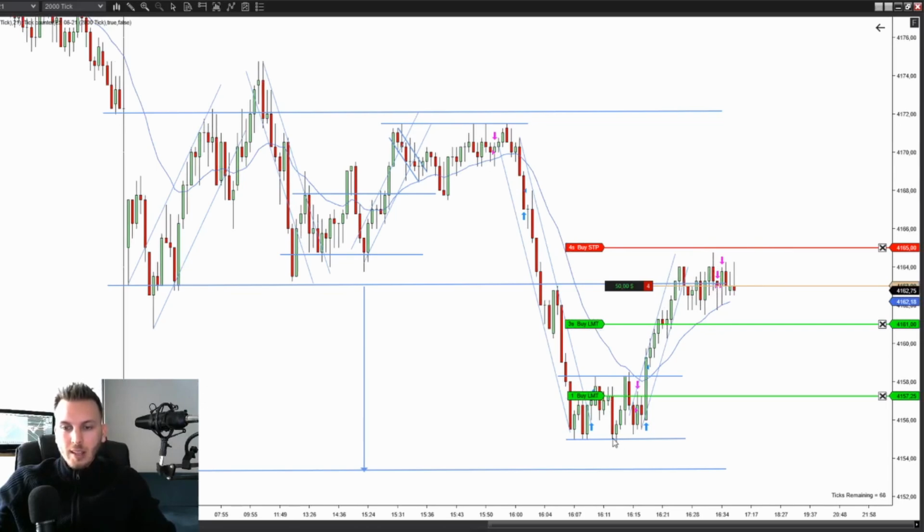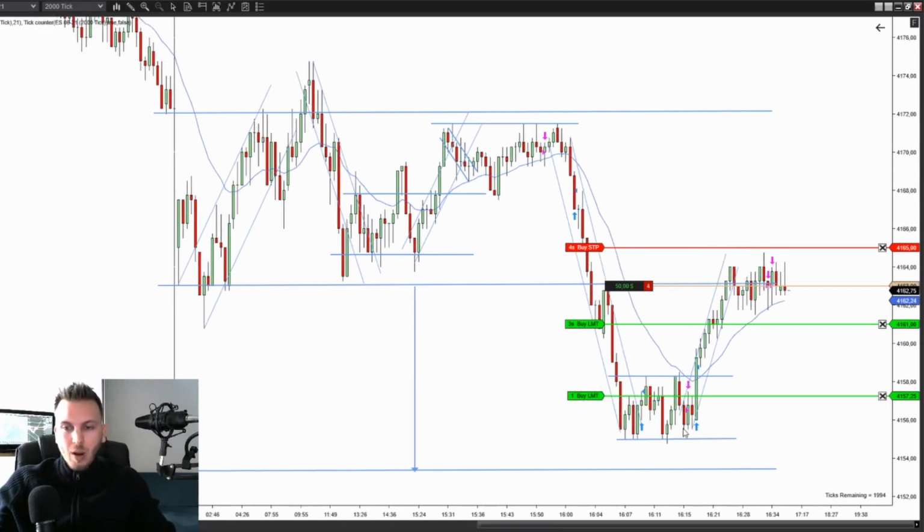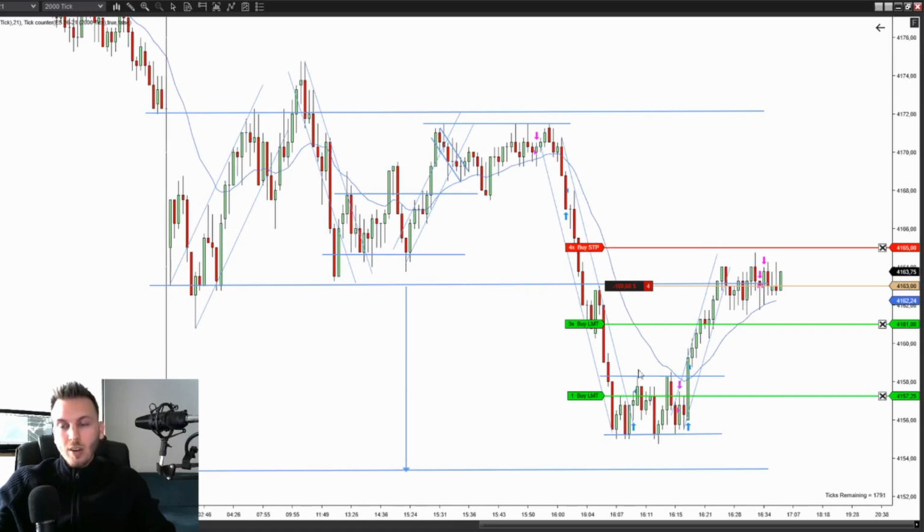Looking back, I definitely probably shouldn't have gone short here into this support. There are many lows. Look how tight this is. I just got a little bit greedy with the kind of runner I had.